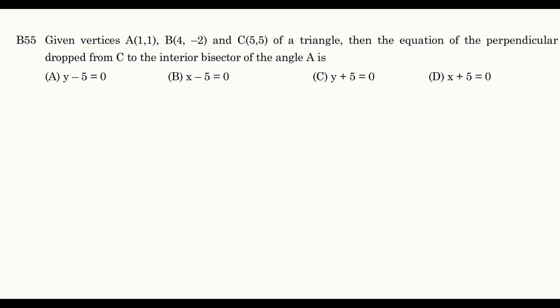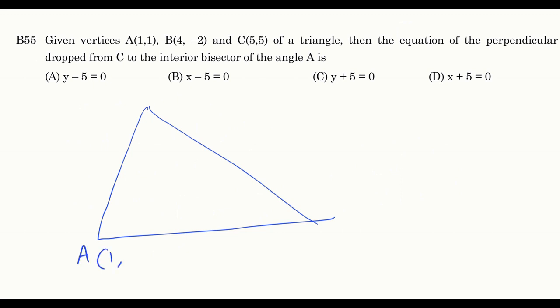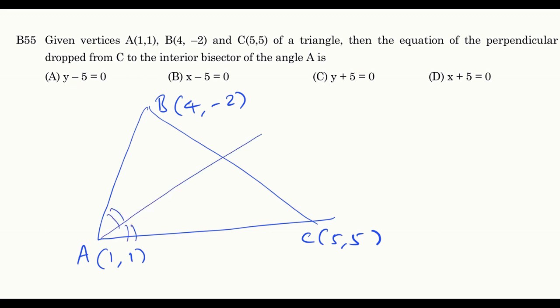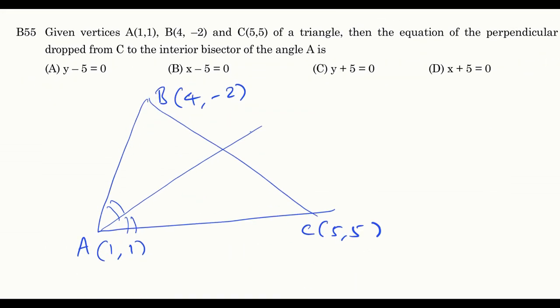Now in this problem he gave us a triangle ABC. Suppose this is A 1 comma 1, and this is B 4 comma minus 2, and this is C 5 comma 5. Now what we want is, let's go for the angle bisector of A, the internal angle bisector of A. Suppose that is the internal angle bisector of A. And now from C we draw a perpendicular onto this one, onto the internal angle bisector. So we want this equation basically.